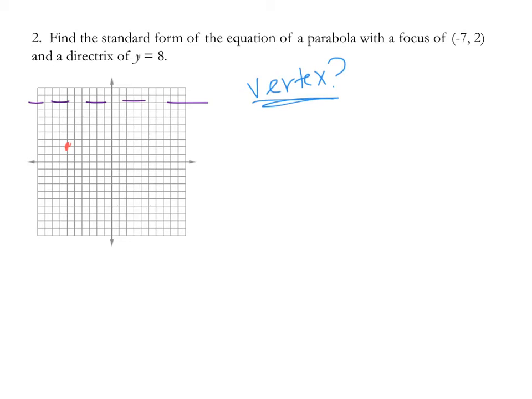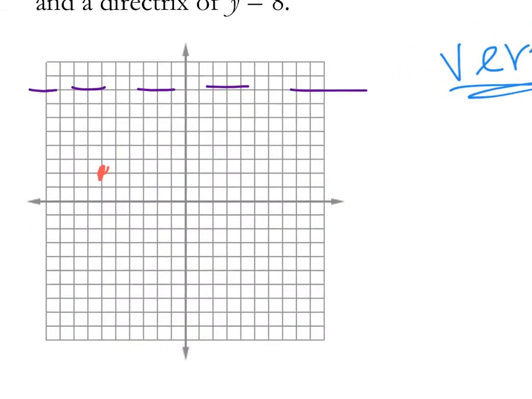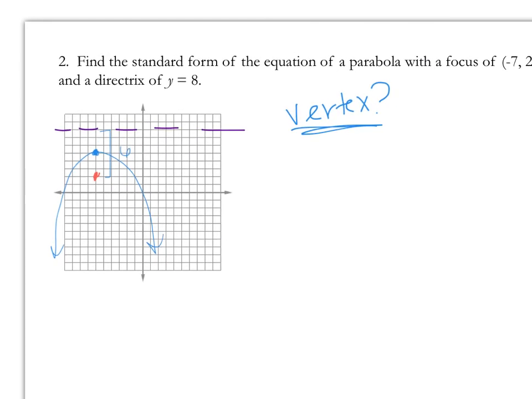So you have to realize that if you know where the focus point is and you know where the directrix is, the vertex is going to be somewhere smack dab in the middle here. I'm just going to count to make sure that I find the right spot. So this is a total distance of 1, 2, 3, 4, 5, 6. So I know if I go 3 on either side of it, that's where the vertex has to go. And then that tells me my parabola is facing down. So let's go ahead and write down the coordinates of that vertex point. That's over negative 7, up 1, 2, 3, 4, 5.